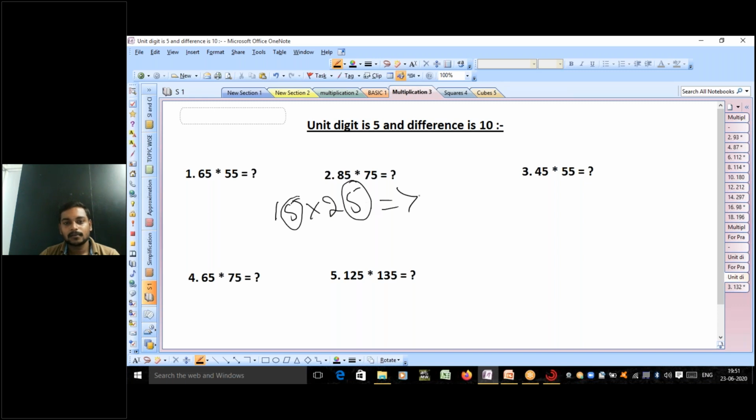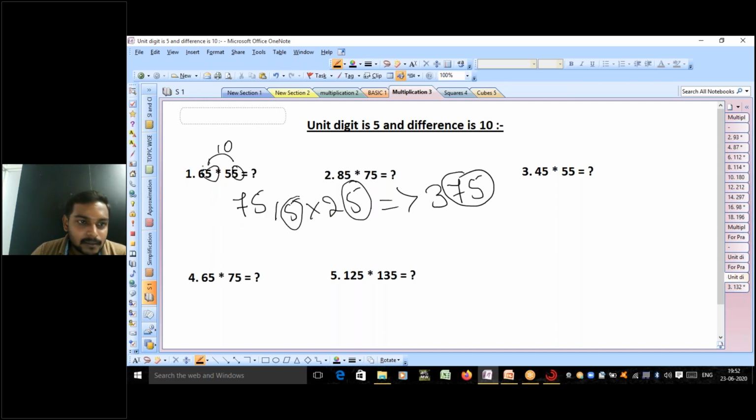Yes, 375, right? So just observe the number. In this situation, if you multiply numbers having unit digit 5 and the difference between the numbers is 10, the answer will always end with 75. Just observe the number. Here the difference between the two numbers is 10 and the unit place number is 5. In this situation, answer will definitely end with 75. Just write 75 on the right hand side.